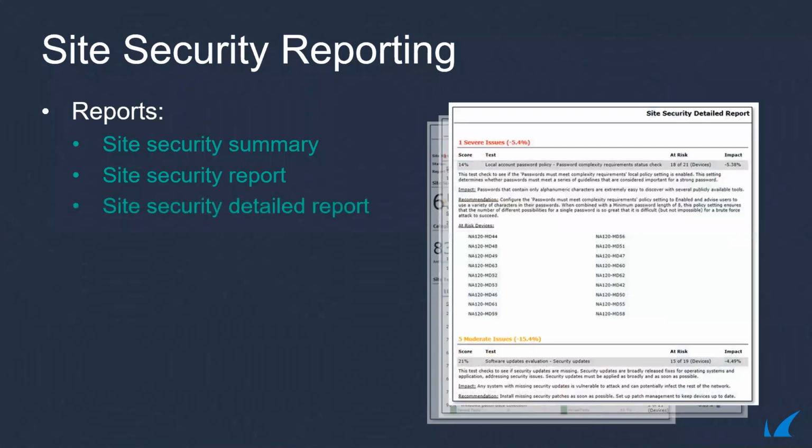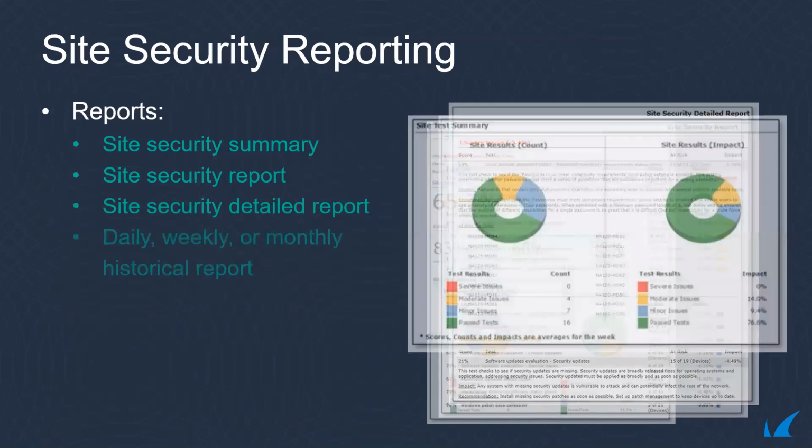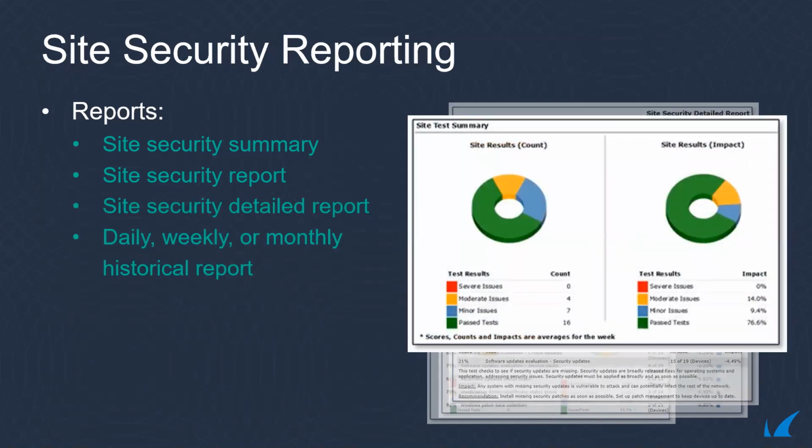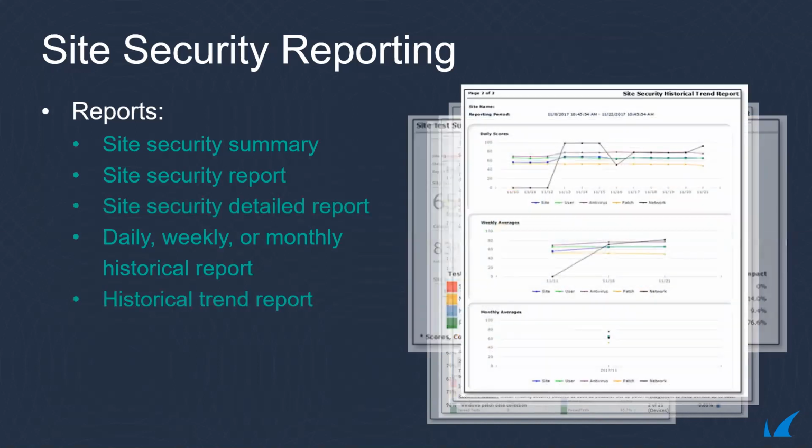From there, we have the detailed report, which is a granular breakdown showing an impact, recommendation, and the devices at risk, all the host names of those devices. Then we have the summary, which is a historical report, which shows a breakdown of the test results and the counts. And then lastly, we have the trend, which shows the score, how it changes over a certain amount of time. Again, this can be valuable for showing the value that you're bringing to a business.